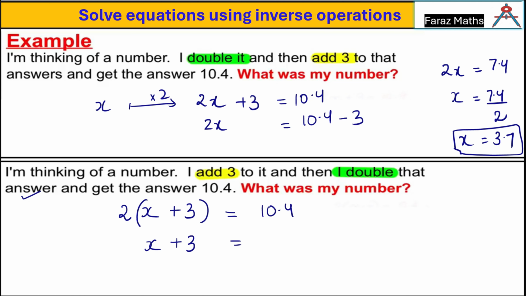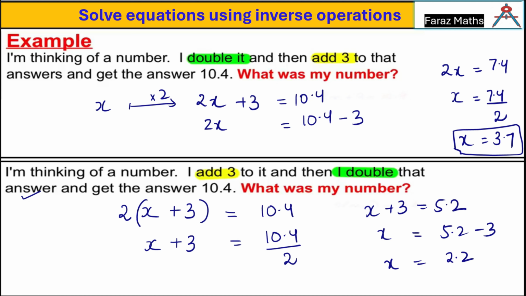So this will give you x plus 3 equals 10.4. Now 2 is in multiplication with this whole x plus 3, so it will get divided there. So now 10.4 divided by 2. So that is 5.2. x plus 3 equals 5.2. Now this 3 is in addition on the left side. It will get subtracted. So 5.2 minus 3. 5.2 minus 3 is 2.2. That's our answer for this question.